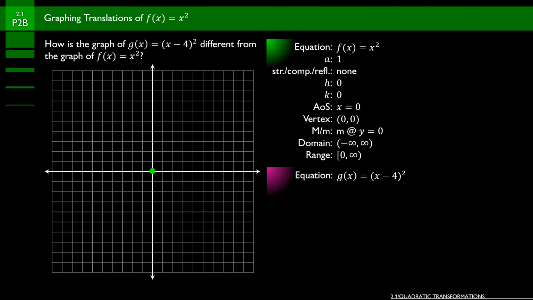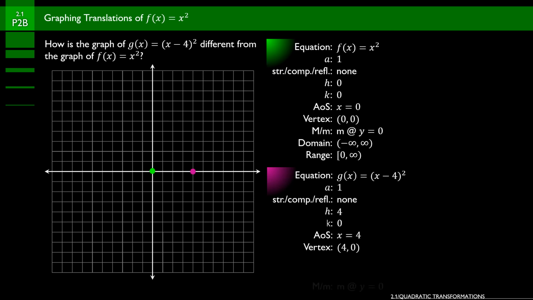The a value is 1, so again we have no stretch, compression, or reflection. The h value is going to be the opposite of negative 4, so we get 4. The k value is going to be 0. The axis of symmetry is x equals 4. The vertex is 4, 0.